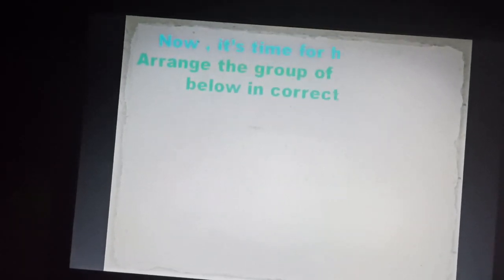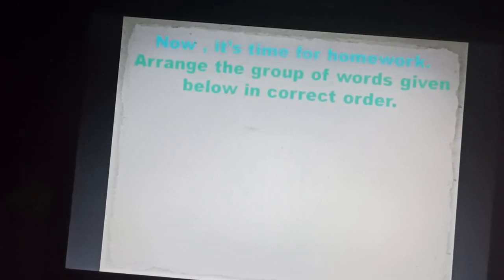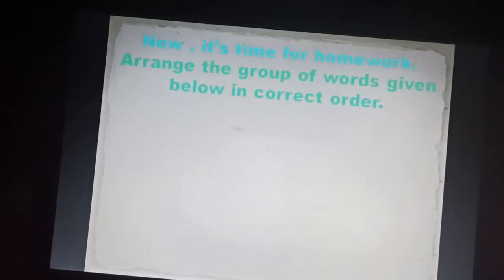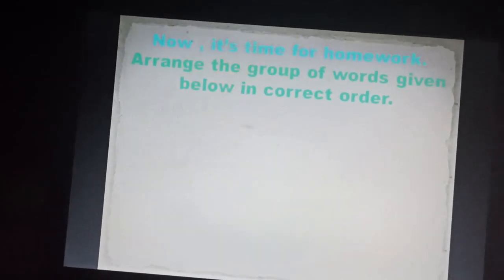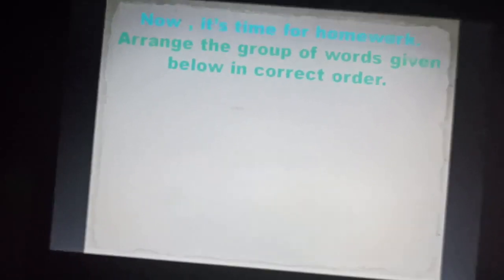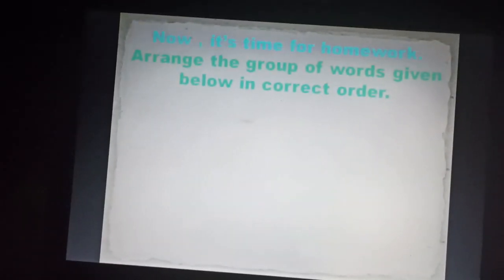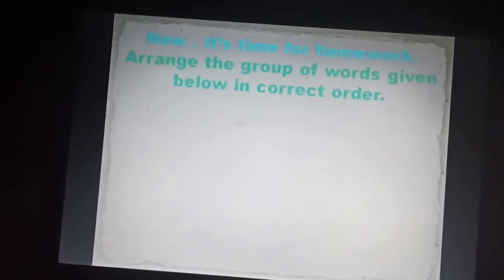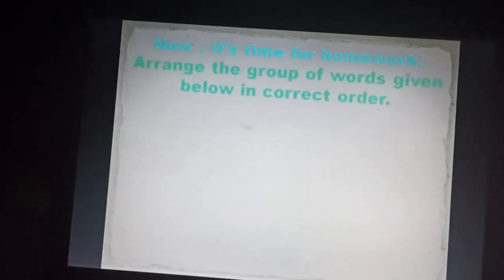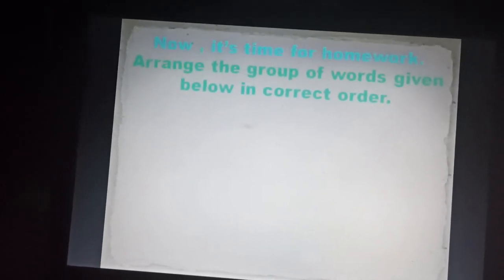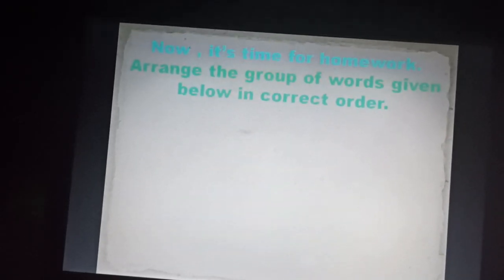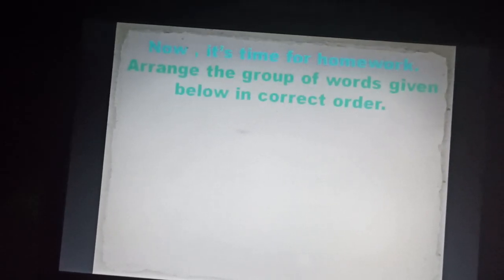So now it's time for homework. Arrange the group of words given below in correct order. This is your homework time, and I am giving you a few sentences to do. You have to do these sentences in your notebook, and you have to first make a proper format. First of all, you have to write the date, homework, and lesson 1.